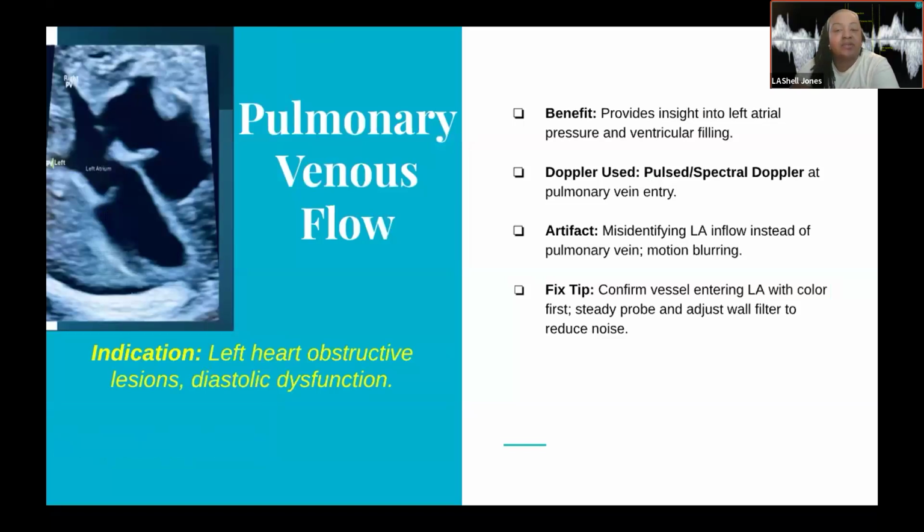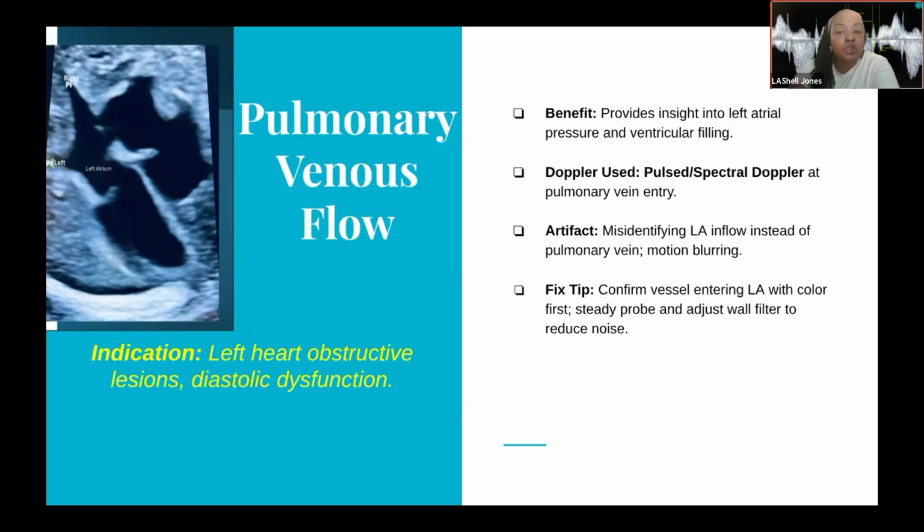All right, so we're getting down to the end. Now we'll talk about pulmonary venous flow. This is where we're assessing the pulmonary veins into the left atrium. This is usually an indication of left heart obstruction lesions, diastolic dysfunction we're trying to rule out. With the artifact seen, you may misidentify the left atrium inflow instead of the pulmonary vein.